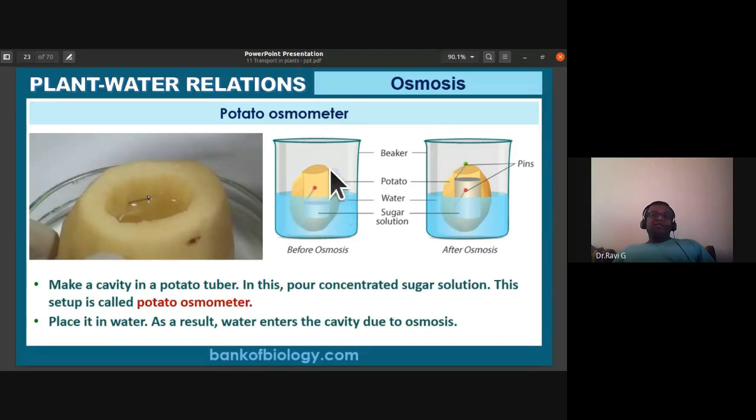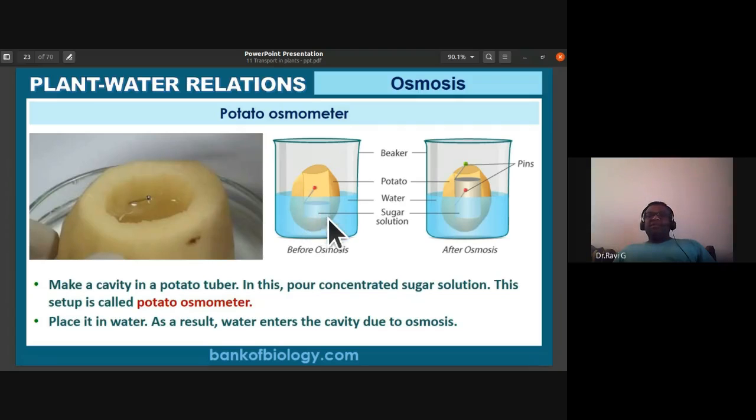What we are doing in this potato osmometer is we take a fresh potato, peel off its skin, and scoop the pulp of this potato to form a cup shaped structure. Then we fill this cup shaped structure with concentrated sugar solution, and mark the initial level with a dot pin. We place it in a petri plate or a beaker containing water.